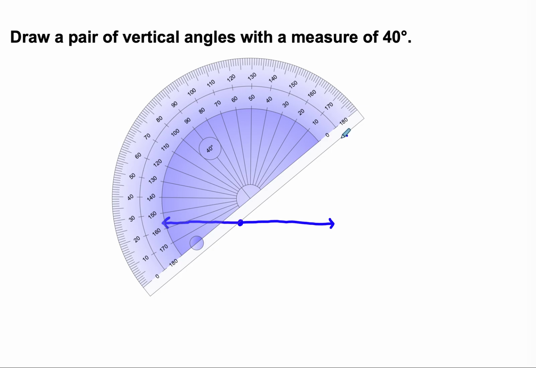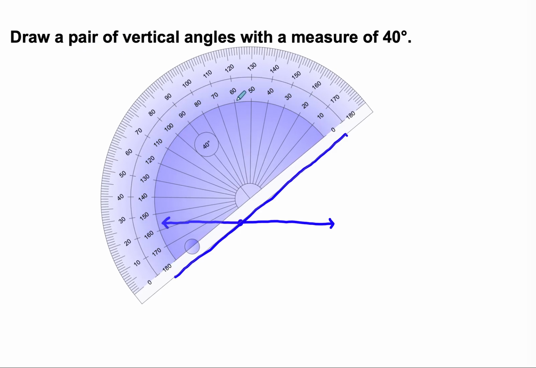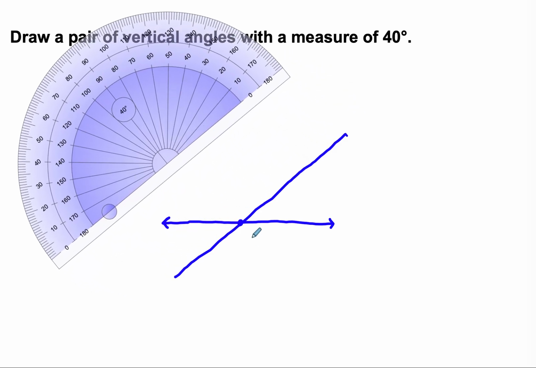So now you're going to draw a straight line. Again, you're going to use the edge of your protractor really nice and straight. And you're going to draw it all the way through because we need vertical angles. We need a pair. That means 2 vertical angles. Then we're going to make some arrows on the ends here to show that they're lines.